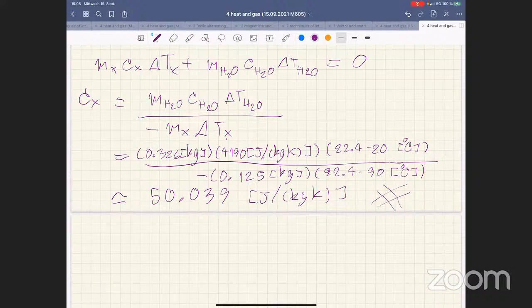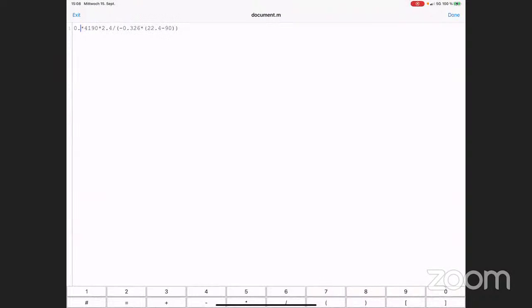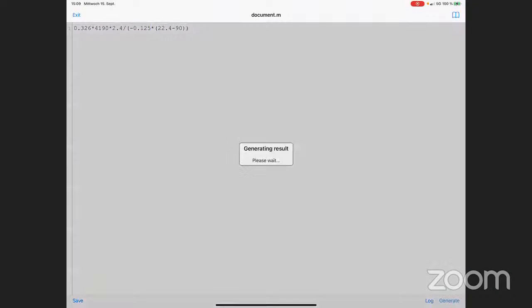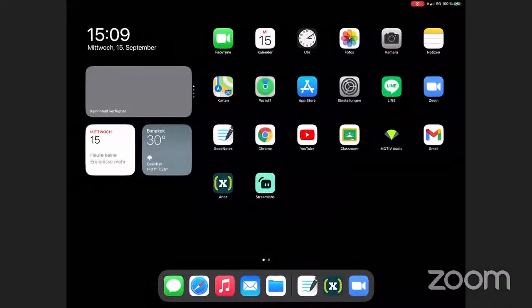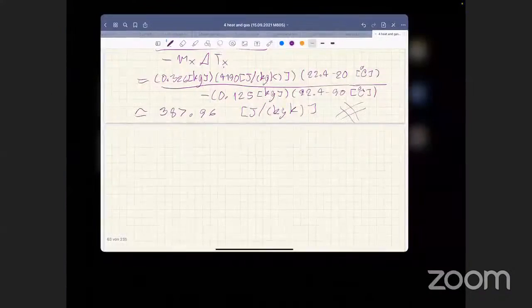Okay, it should be something like that. 0.326, 0.125... 387.96 joule per kilogram and Kelvin. That's it. I hope it's correct.